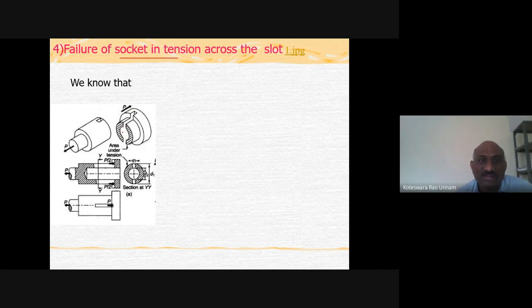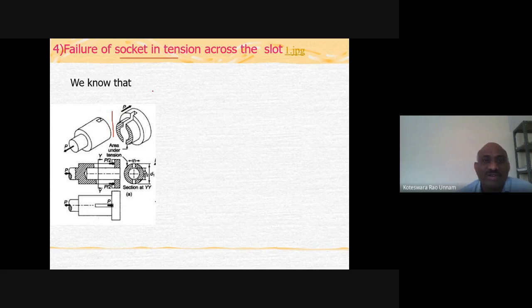Because of this socket hole, or cotter hole, exactly because of the slot, here also it is going to be weaker. So the first kind of failure you can consider is, we'll check whether it is going to fail across this slot.